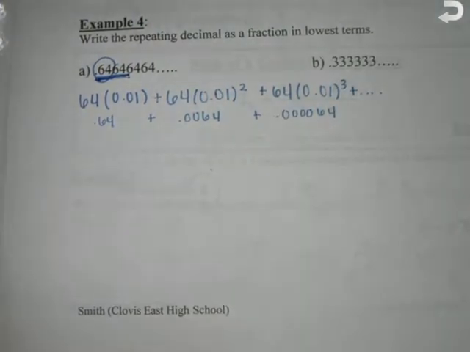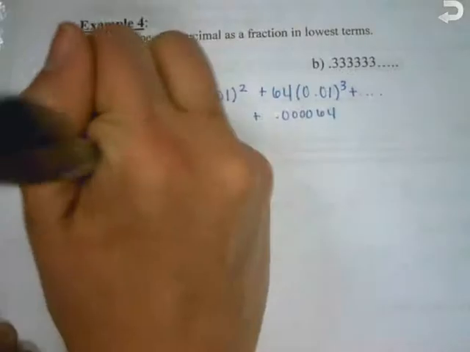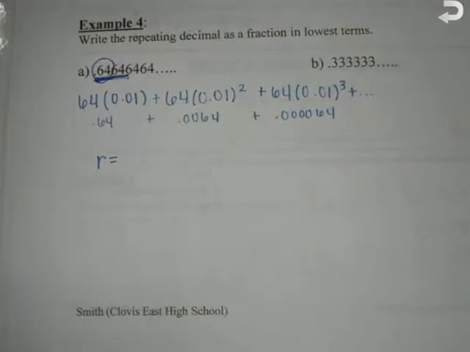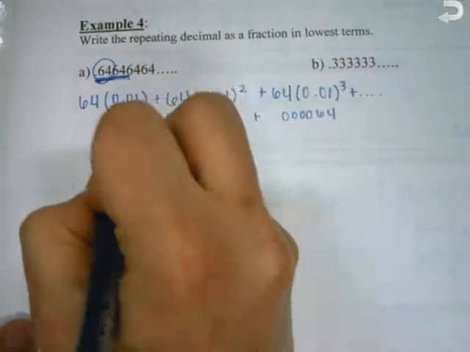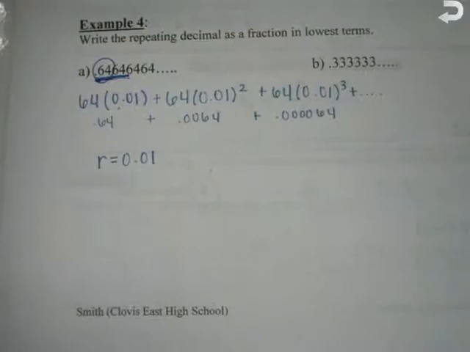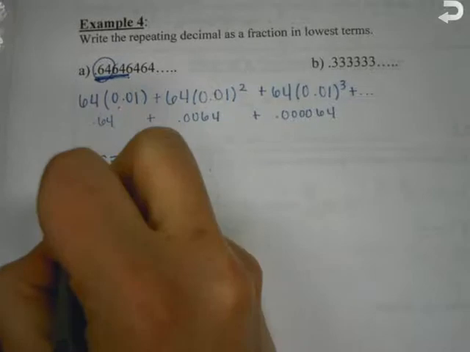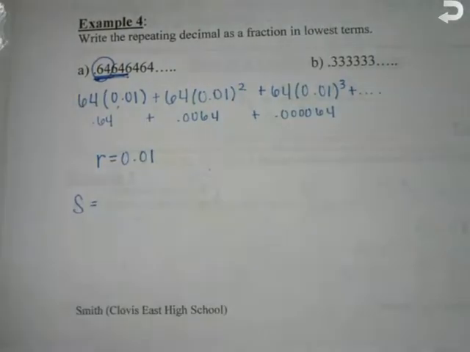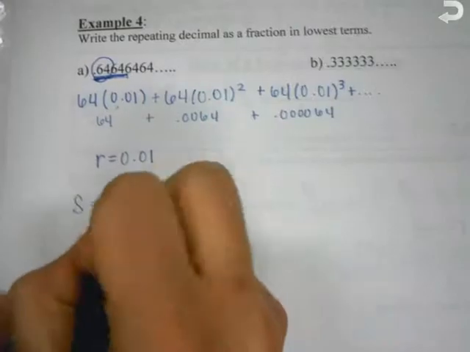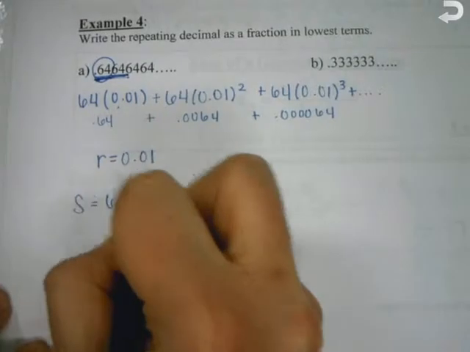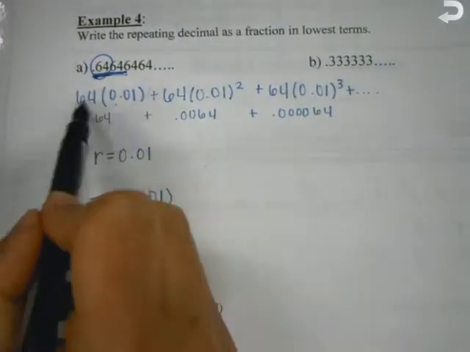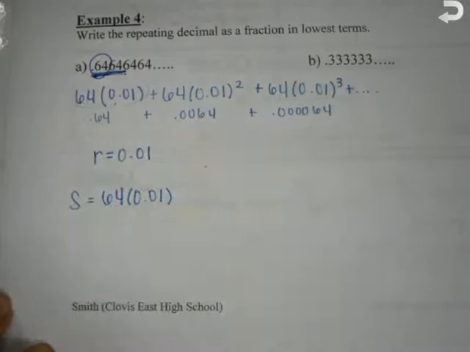So what would R be then? What am I multiplying by each time? 0.01. So R is 0.01. Is that between 1 and -1? It is. So let's use a sum. Sum equals the first term. What's the first term? 64, yeah, 0.64 or 64 times 0.01. This thing right here. Over 1 minus R. What's R? 0.01.